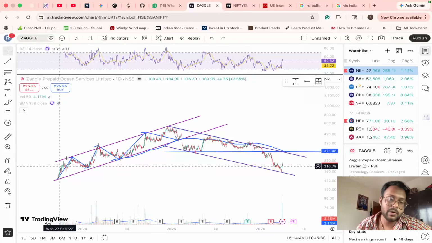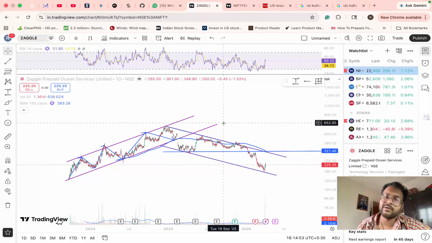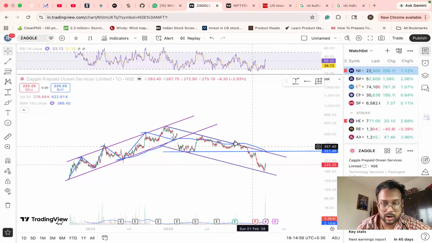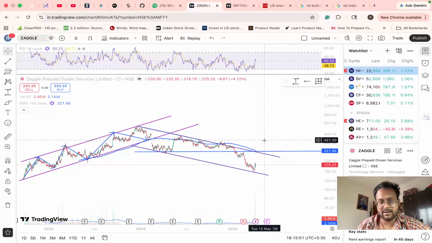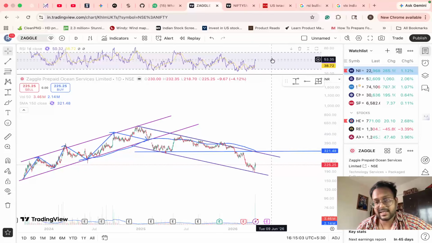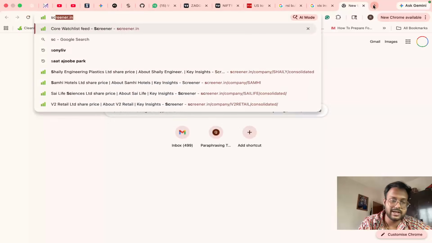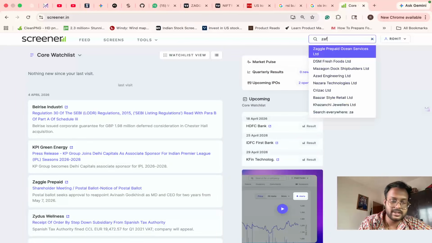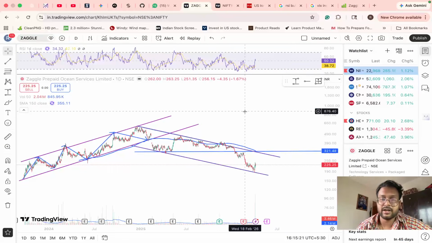Zaggle used to go up in the bull market in a very zigzag fashion, and from the time we've entered the bear phase, Zaggle has continuously fallen in a downward trending parallel line kind of technical indicator. And the screen, if you look at Zaggle's PE ratio, it's absolutely down. If I can show you Zaggle's PE ratio right now, you'll see that Zaggle has a PE ratio of 23.8, which is very low for a company which grows at a rate of 40%.